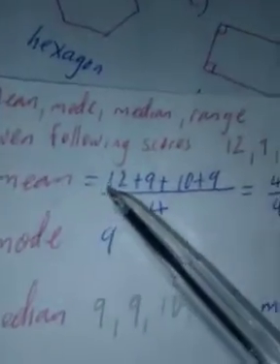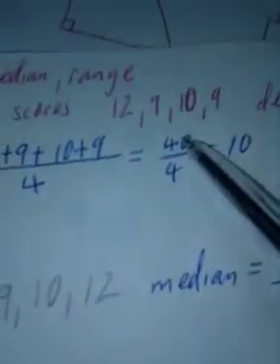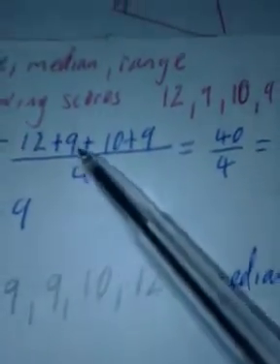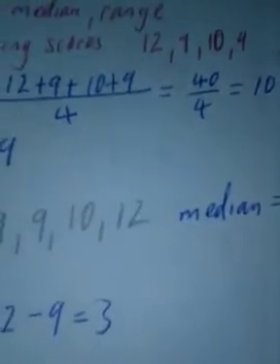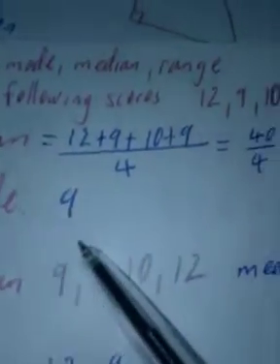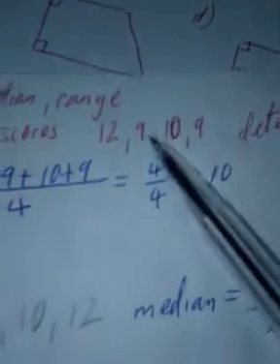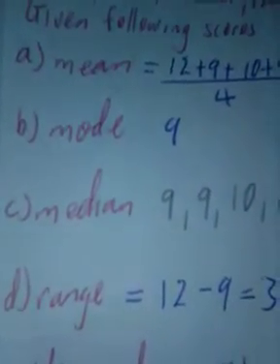So the mean, I just add up everything, and then I divide it by 1, 2, 3, 4 numbers. So when you add up 12 plus 9 plus 10 plus 9 divided by 4, I get 10. So my average or my mean is going to be 10. The mode is the number that occurs the most. 9 occurs twice.